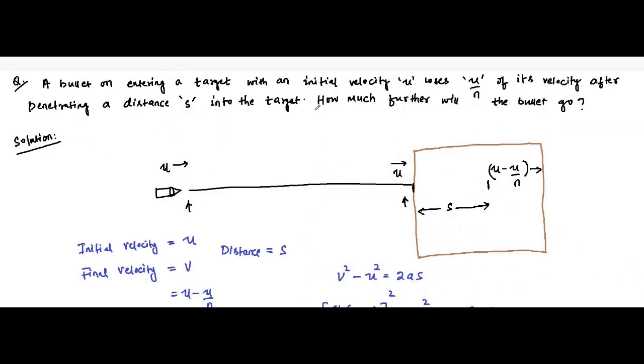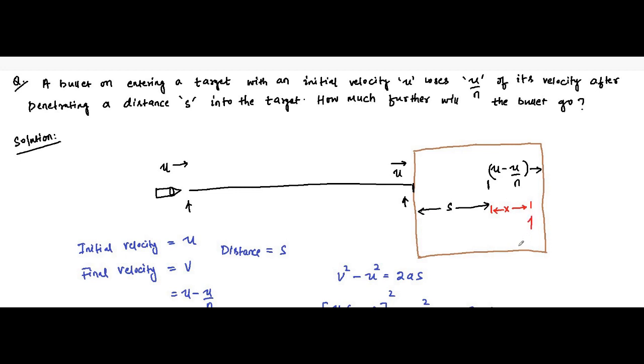Now it has been asked how much further will the bullet go. Obviously, as the target produces some opposition, some obstruction, it will finally come to rest, losing all of its velocity. So let's say it further travels a distance x before it comes to rest. It further travels a distance x up to this point. From here to here it travels a distance x before it finally comes to rest.